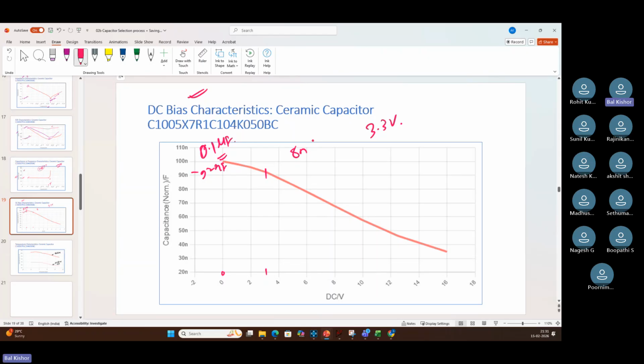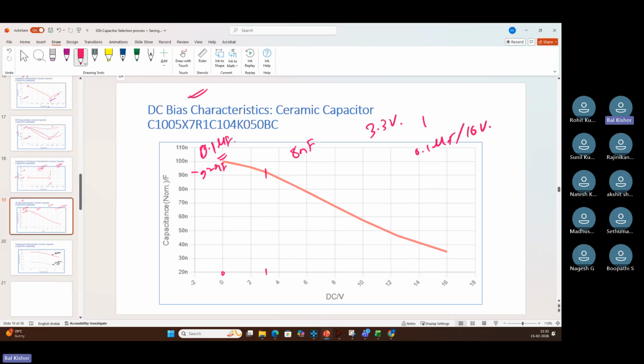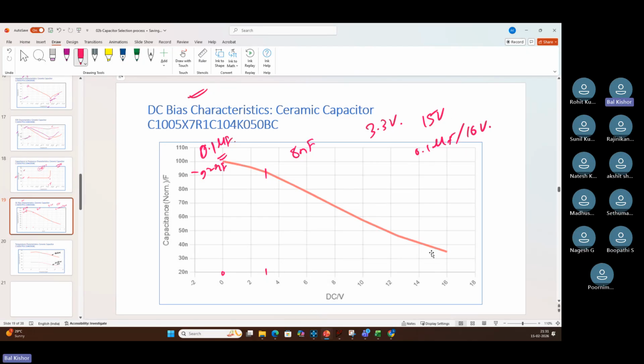Understood? So this is the problem with ceramic capacitors. The higher the bias voltage, the more your value reduces. See, it was rated for 16 volt. At 16 volt, you are not seeing even 50%. It is less than 40 nanofarad. So you cannot tell me that you are using a 0.1 microfarad, 16 volt capacitor and supplying 15 volt, because you will not have 0.1 microfarad at all. At 15 volt, it will just remain 35 nanofarad or something. Got it?